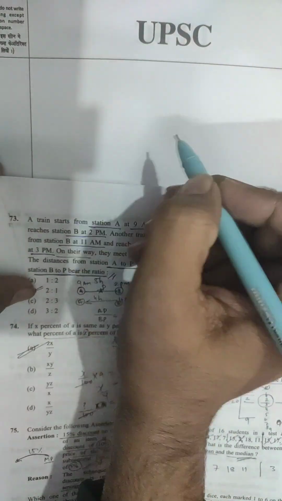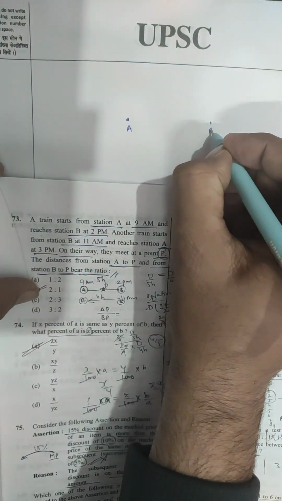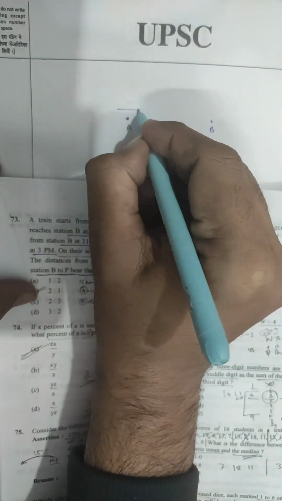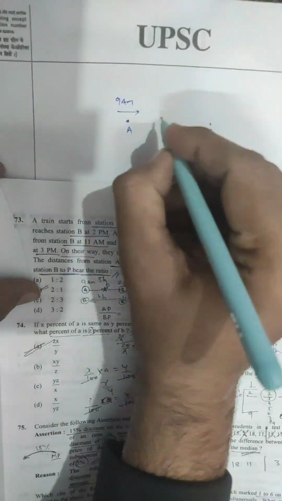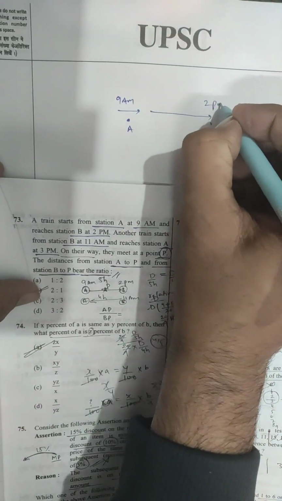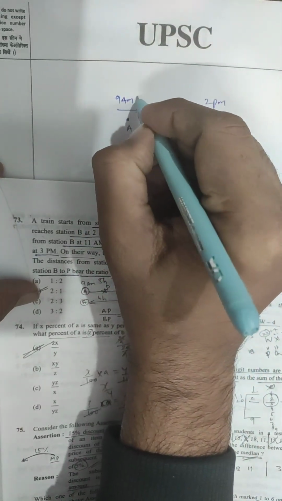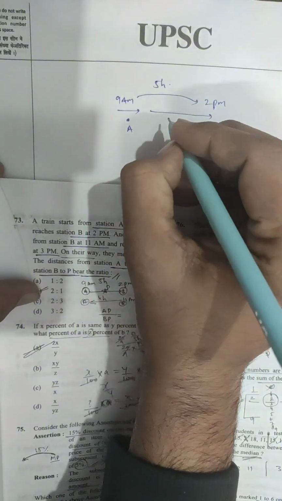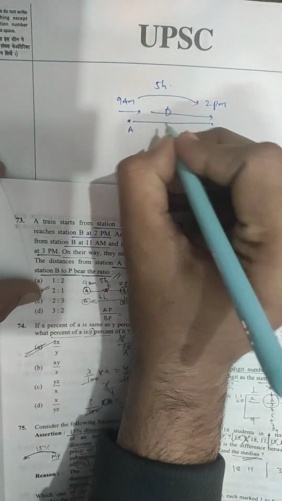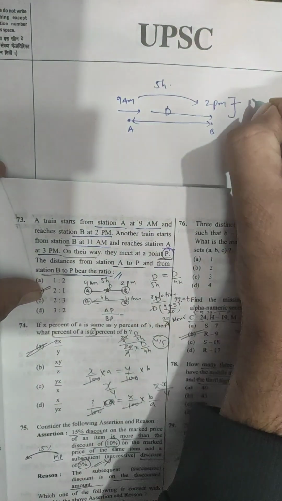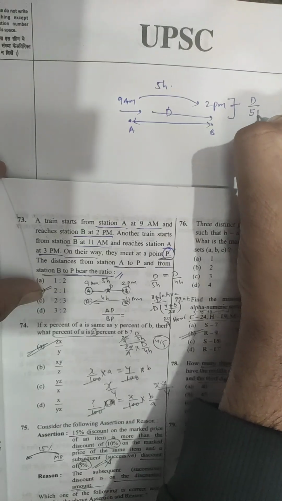So let's solve this. There's a station A, station B. A train starts at 9 a.m. and reaches at 2 p.m. That means it takes almost 5 hours. So if the distance between A and B is d, then the speed of the train will be d by 5 per hour.